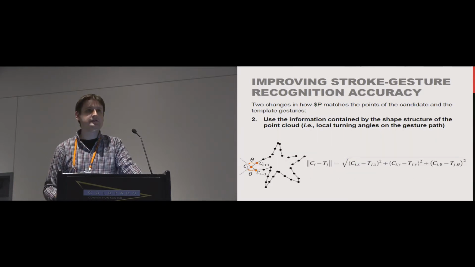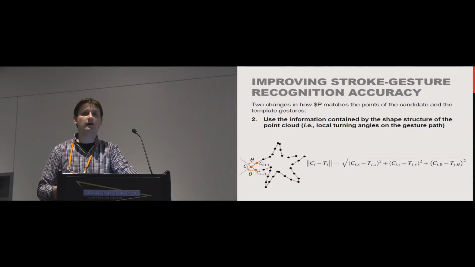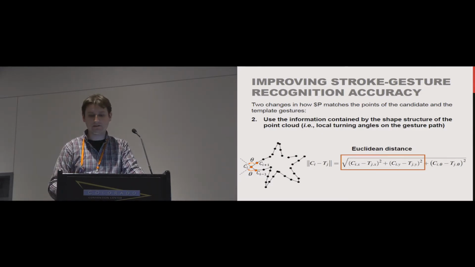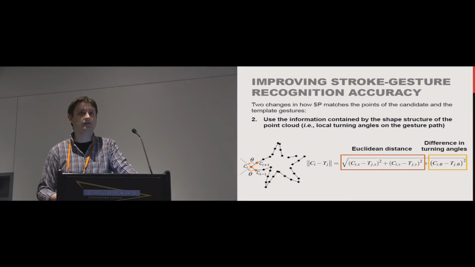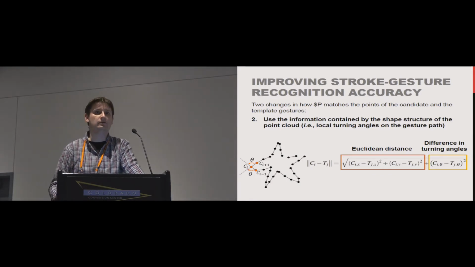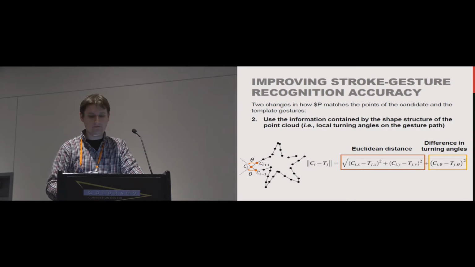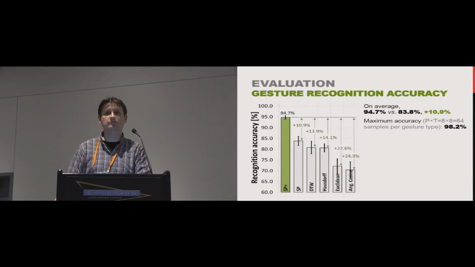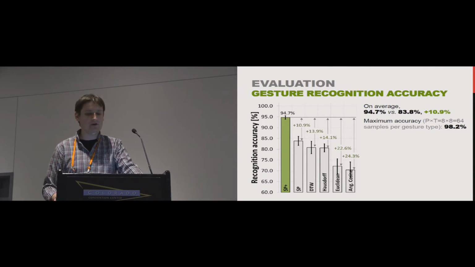So in order to address this, I modify the Euclidean distance between points, and next to the standard definition of the Euclidean distance, I've also added the difference in turning angles, and these turning angles were normalized. So in the end, this is probably the most important figure from the paper.